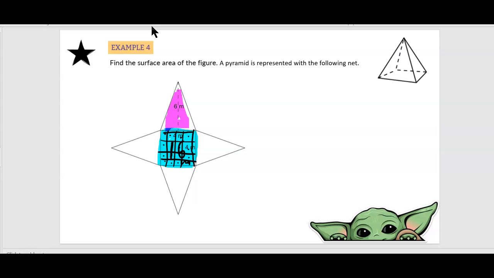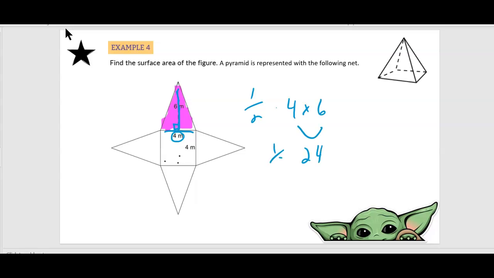4 equal triangles. A triangle is, remember, half of the base times the height. You can't see it, but this base here is 4. See? 4. The height is the right angle one, this one, 6. Half of 4 times 6. 4 times 6, 24. Half of 24 is 12. So that's 12. But how many of those do we have?